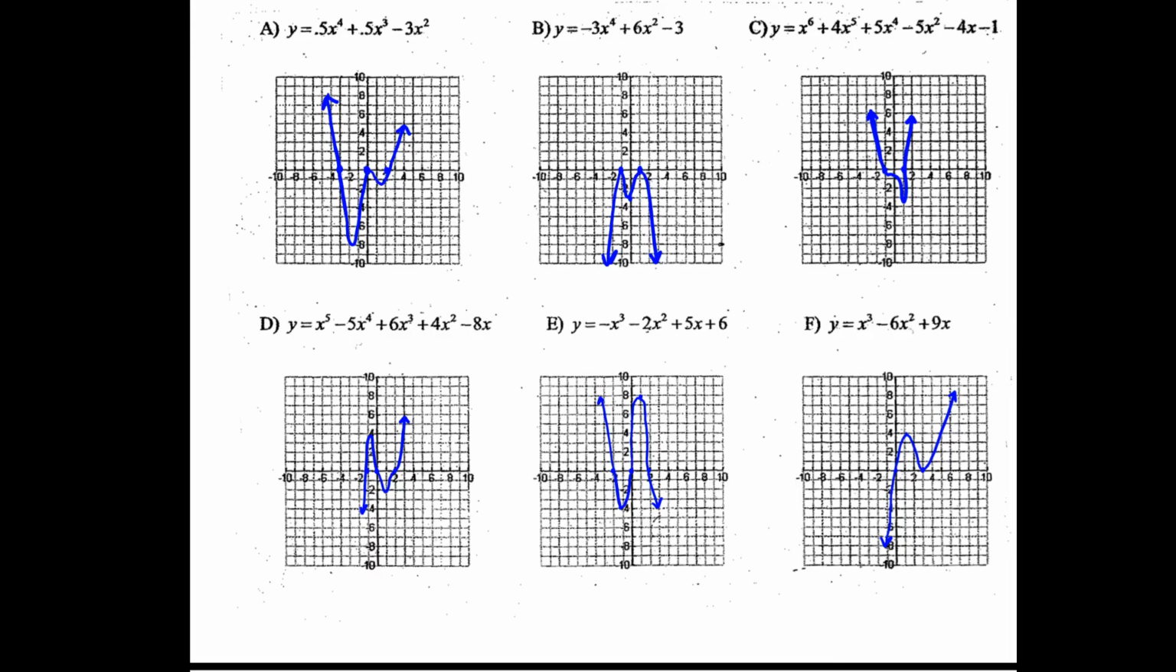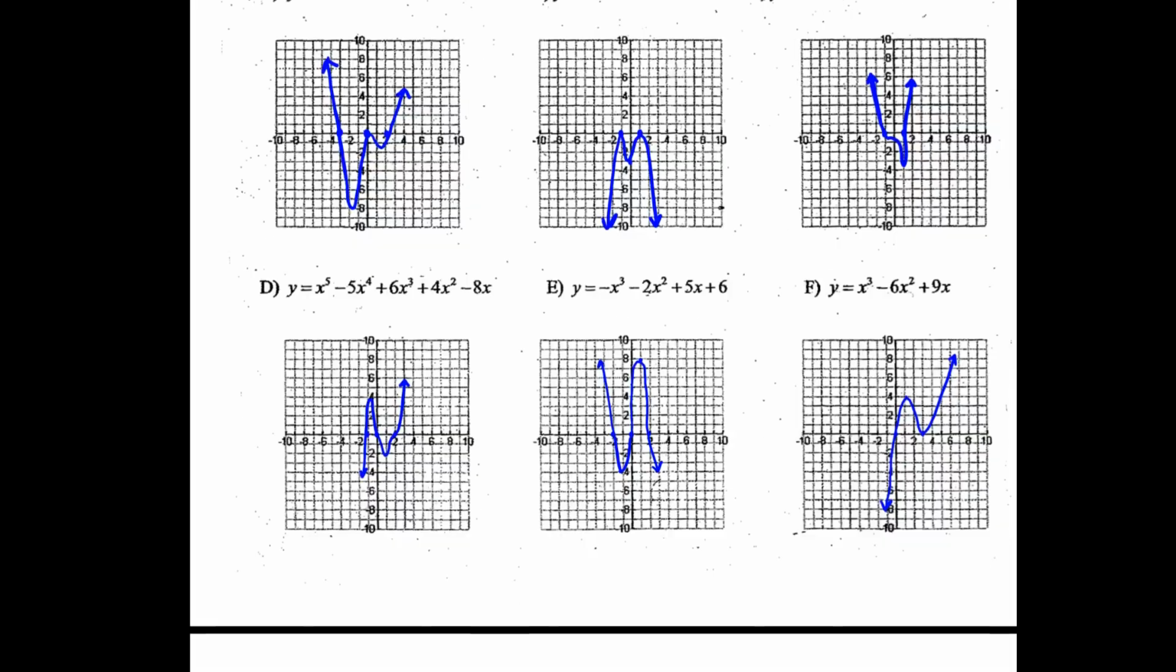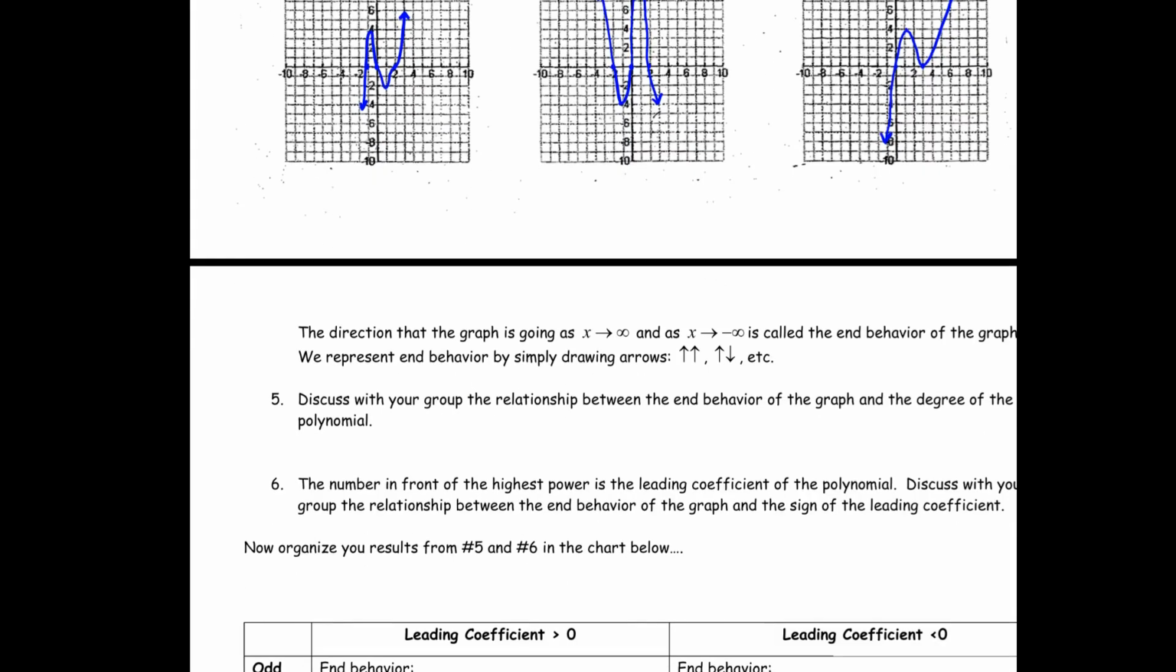Okay. All right, let's regroup. And we're back. So check to make sure you have the right intercepts, but you had your partner with you, so hopefully you have these graphs fairly accurate. The first thing we're going to look at is what's called end behavior. Basically, the direction that the graph is going as x approaches infinity, so to the right, and as x approaches negative infinity, so to the left, is called the end behavior of the graph. We represent the end behavior simply by drawing arrows. We do this because when we start graphing polynomials, knowing the end behavior makes your sketch much quicker.